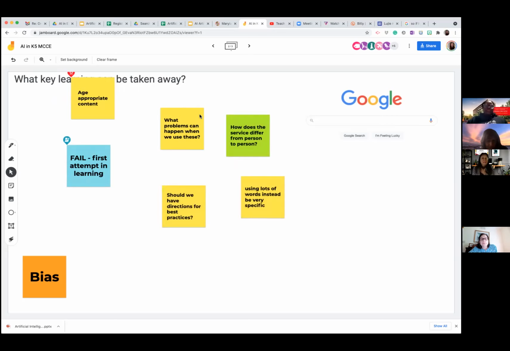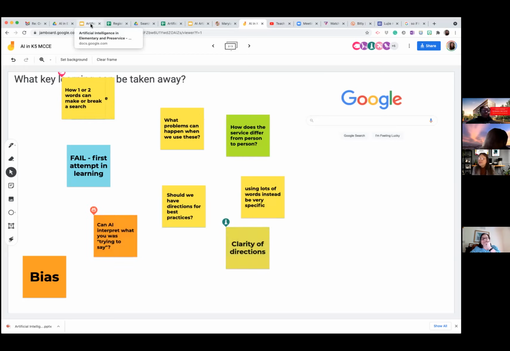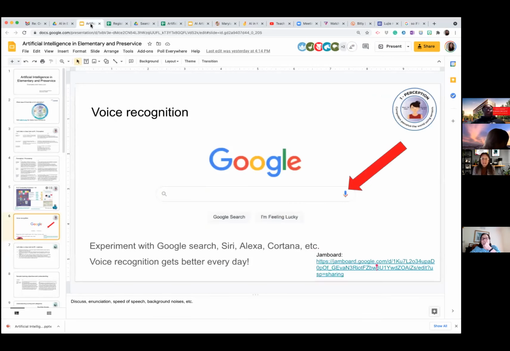Should we have directions for best practices? Using lots of words instead of being specific about how computers need you to really be clear in your directions. They can only guess so well from what you say. So those are great takeaways for understanding computer science and how artificial intelligence in particular interprets the things that we say. And it's always good to model something bad as well as something good. Here's how it is when it works. Please find a better example though. And here's how it is when it doesn't work.